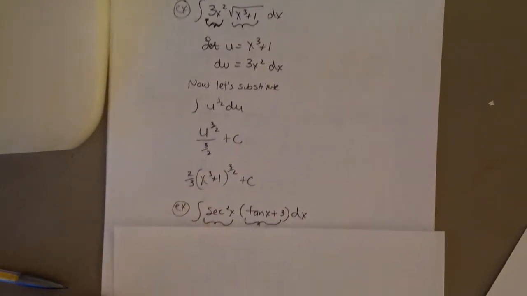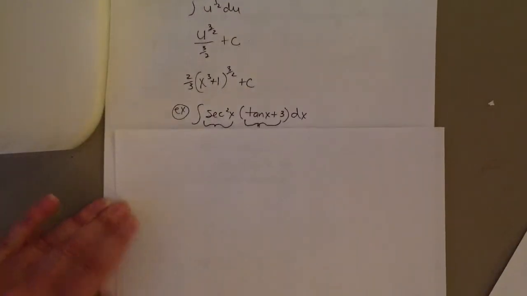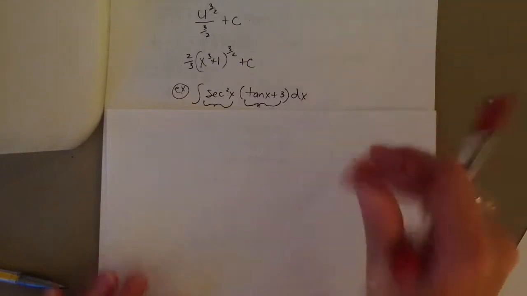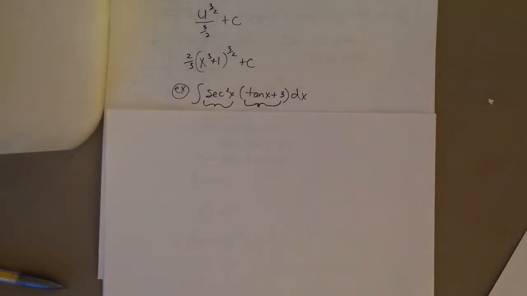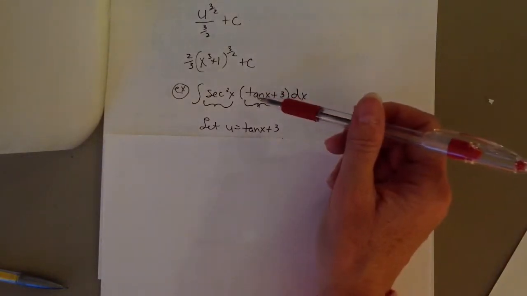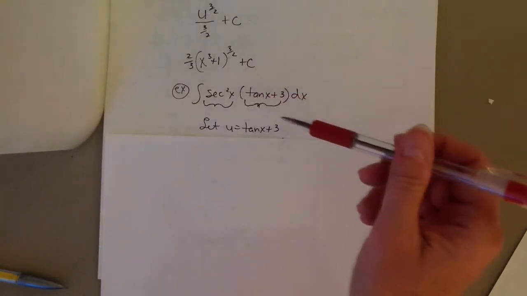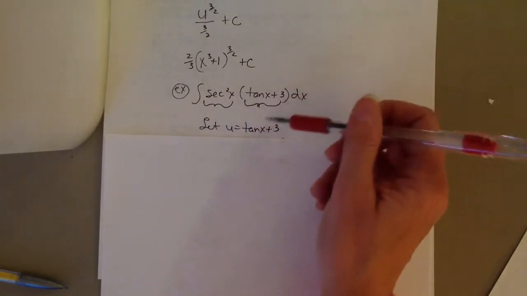Let's try another one. Let's try one with trig. So I have to take the antiderivative of secant squared x times tangent x plus 3 dx. Right now we have no tools to be able to take the antiderivative. So I'm going to use U substitution. I have to be able to recognize this pattern. I have to remember that when I take the derivative of tangent of x, I end up with secant squared x. So it makes sense that I let this part be the u.